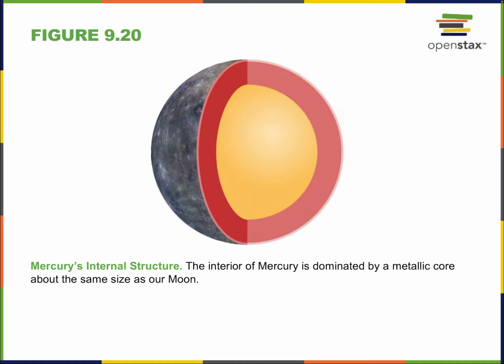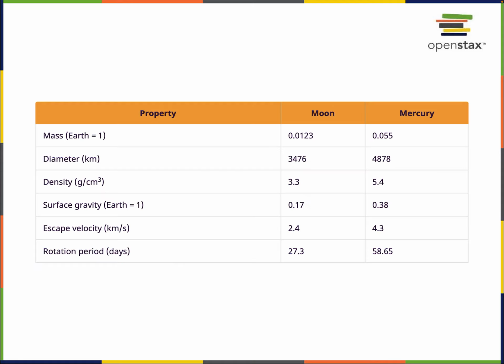But Mercury is a dead planet in that it has no active volcanism, it has no plate tectonics, and it just has a surface covered in craters. Okay, very much like the moon. All right. In fact, let's compare. Here is the mass of Earth as 1. So we can see that the moon is about 1% the mass of Earth, and Mercury is about 5% the mass of Earth.